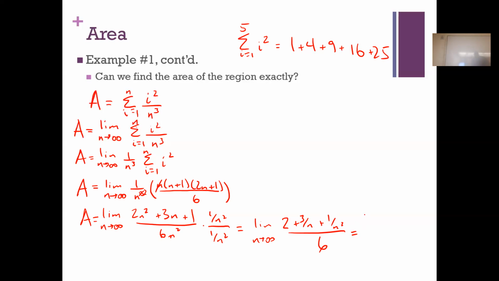So what happens to that limit? What happens to those two terms as n gets really, really large? They get smaller and smaller, basically to 0, right? They go to 0. So because of that, this limit's 2/6 or 1/3. So the area underneath that parabola over that interval is 1/3.